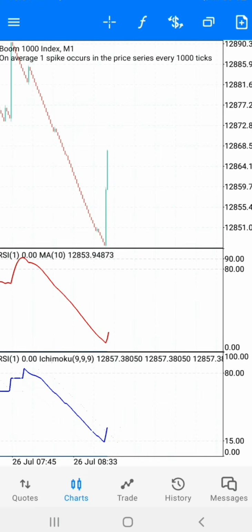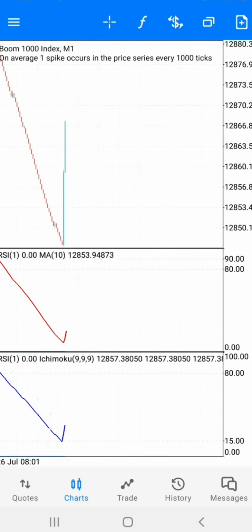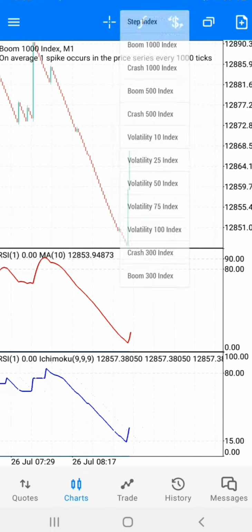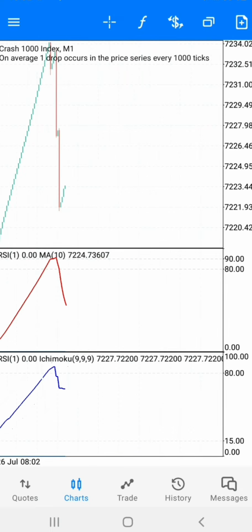So with that being said, I'm going to be showing you how I'm going to be doing it. I'm choosing to trade Booms and Crashes only, with the tiniest lot size possible. As I get started, I'll just navigate through Boom and Crash and see the different kinds of entries that Boom and Crash has.